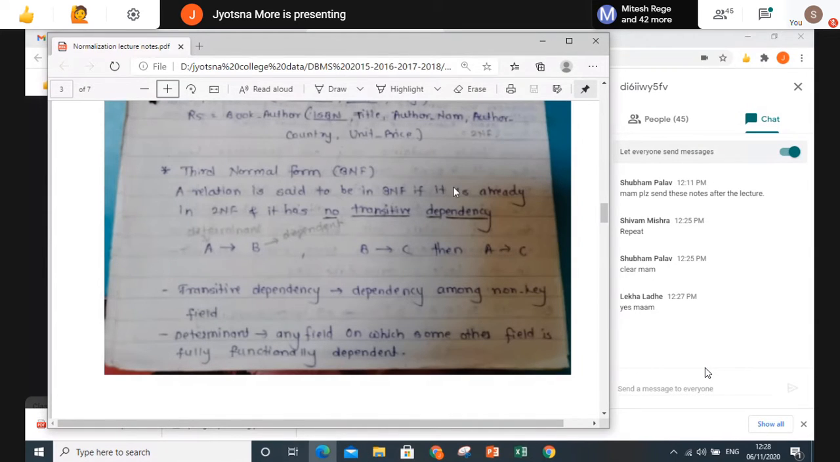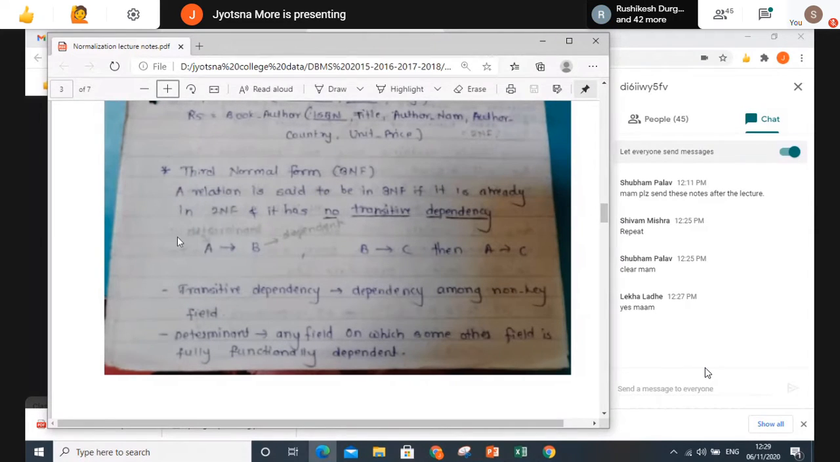Transitive dependency you already know. You have studied the concept of transitivity in functional dependency. If A determines B and B determines C, then we can say A determines C. If such things are there in your given relation, then you have to break that relation to bring it into a third normal form. So in this concept of transitivity, A determines B, where A is known as the determinant and B is known as the dependent.